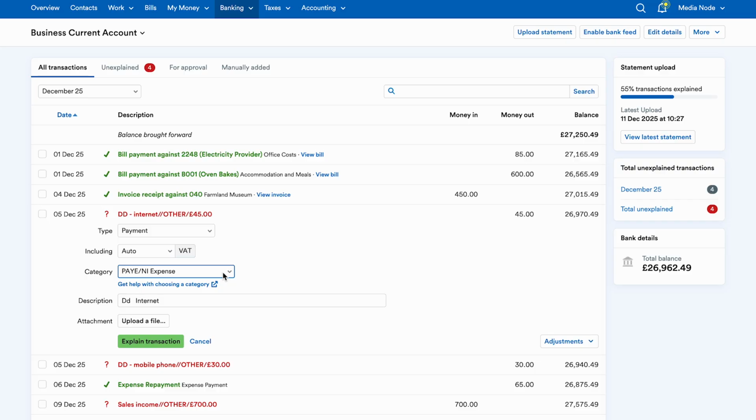After you've chosen the relevant category, you can enter a description and attach a receipt. Once you're happy with everything, select Explain Transaction to complete the process. You can find more detailed guidance on each category and also on categories only available to users with an unincorporated landlord account in our knowledge base.